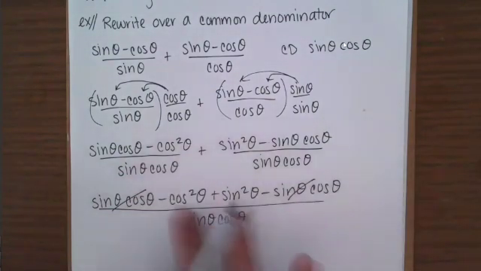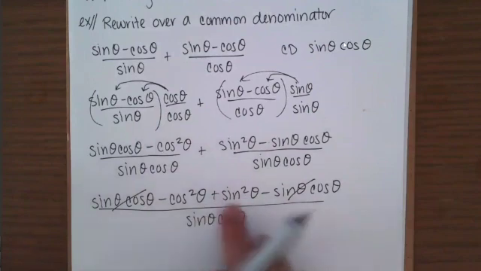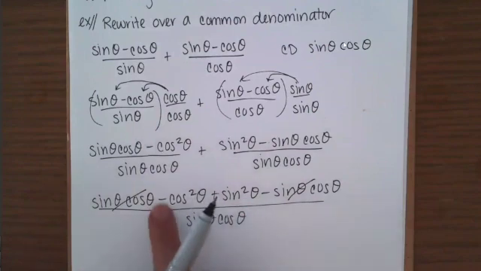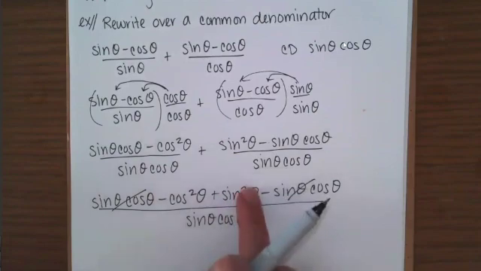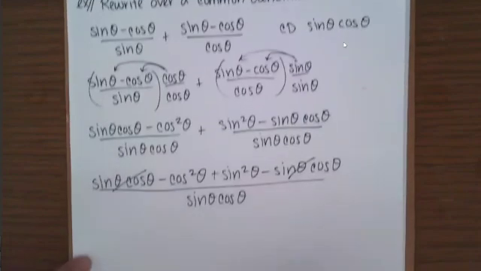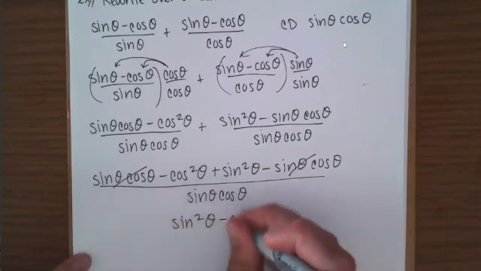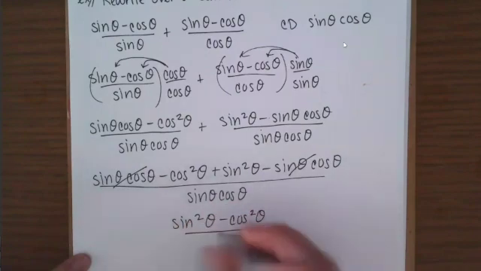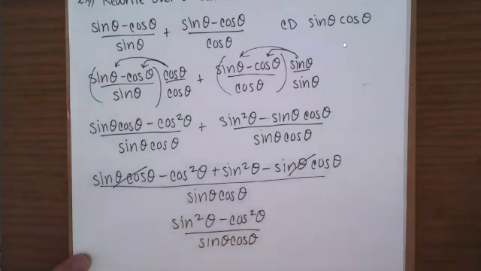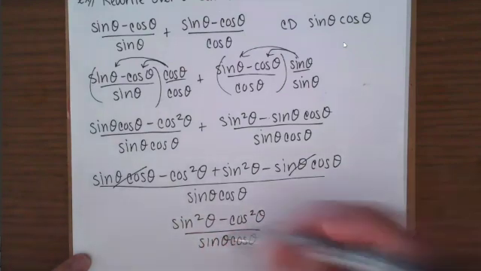The last thing we're going to do is just reorganize this a little bit. Usually if we have something with a negative sign in the front, we would put it second as a subtraction sign. So I'm going to write this as sine squared of theta minus cosine squared of theta over sine of theta times cosine of theta. Now be very careful here. This is our final answer.